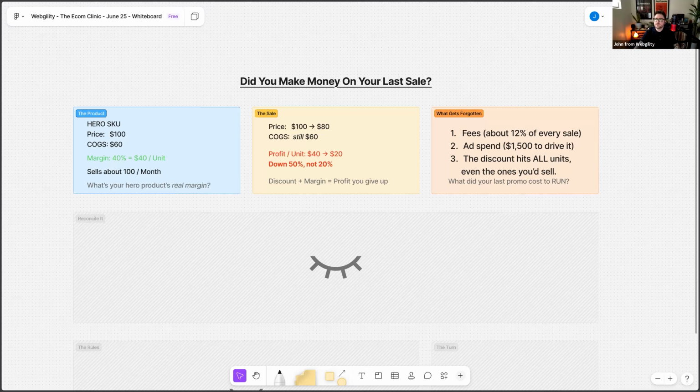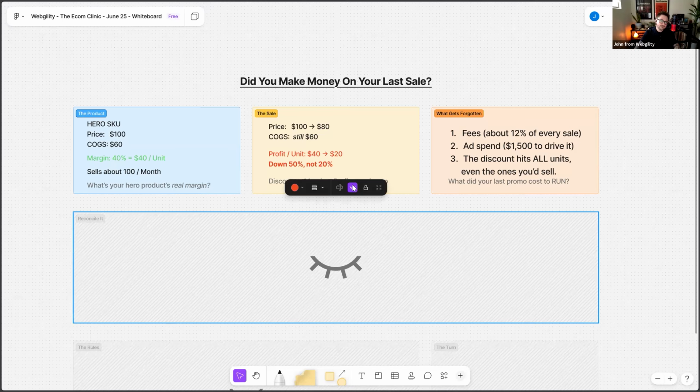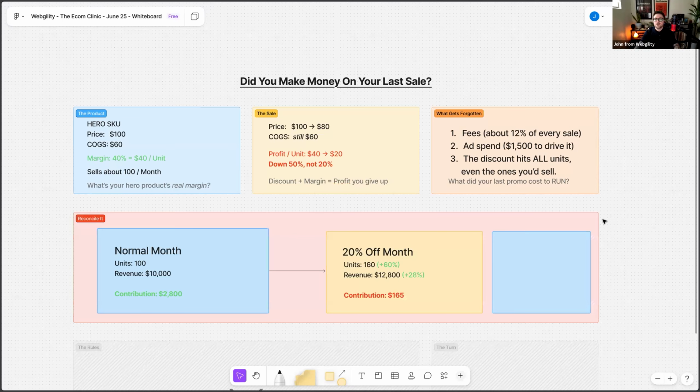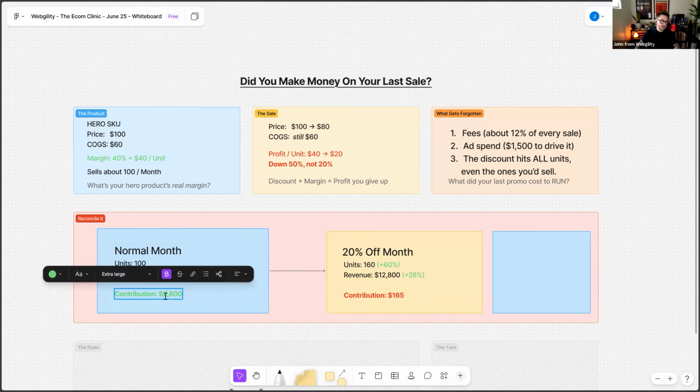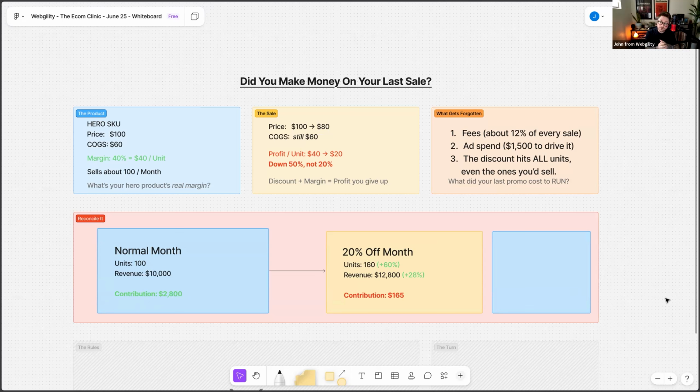So what does it look like when you actually reconcile it? On a normal month, again, super simple economics. We're looking at 100 units. Your revenue is generally $10,000, which means your contribution from those units is $2,800. Pretty easy, right?